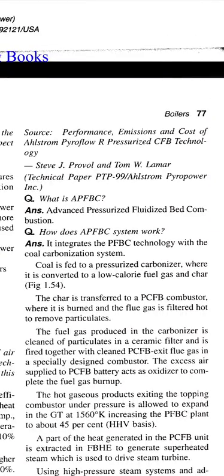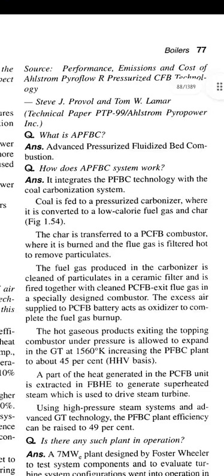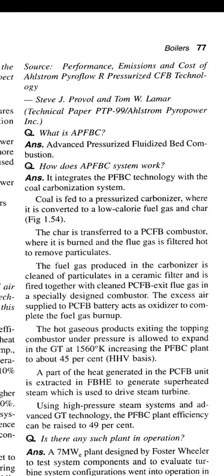Source: Performance, emissions and cost of Alstom Pyroflow pressurized CFB technology, Steve Provol and Tom W. Lammer, technical paper PTP 99, Alstom Power Incorporation. So next question: what is the APFBC? Advanced Pressurized Fluidized Bed Combustion.